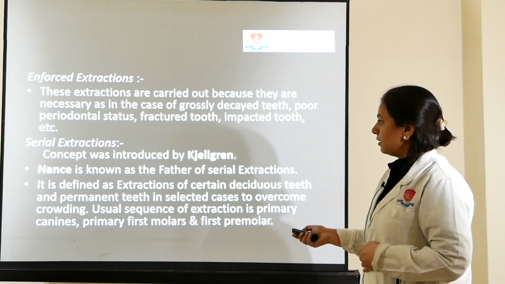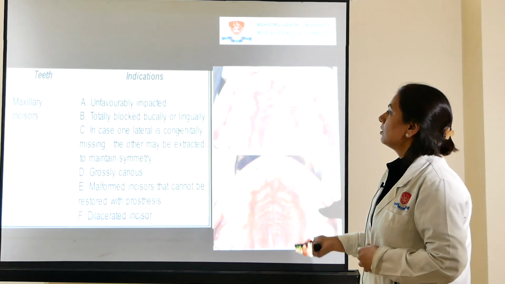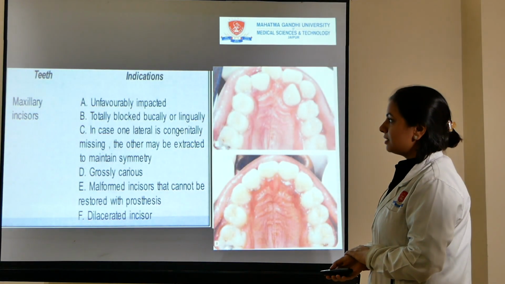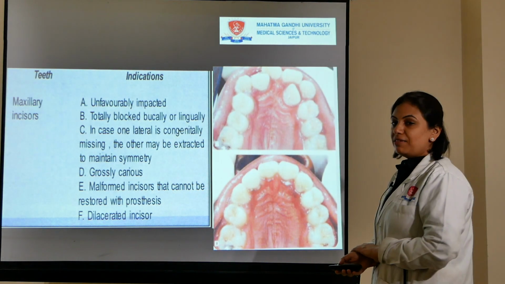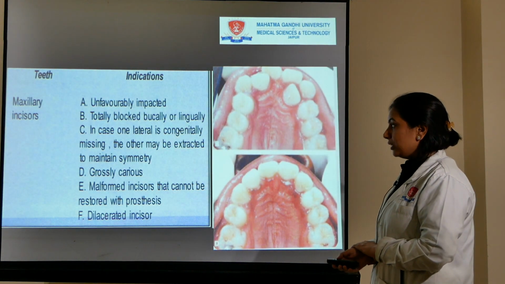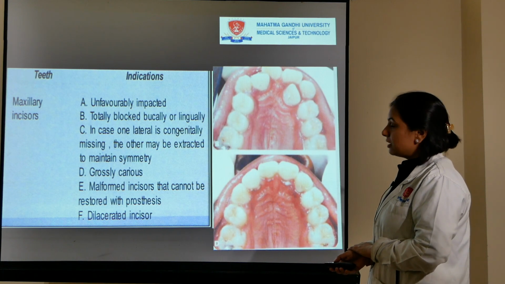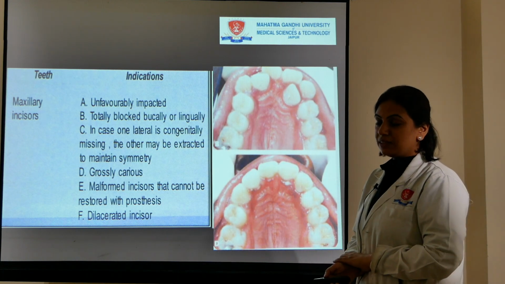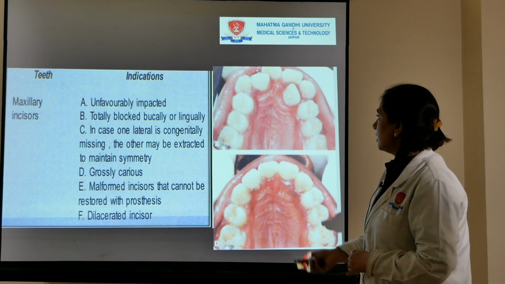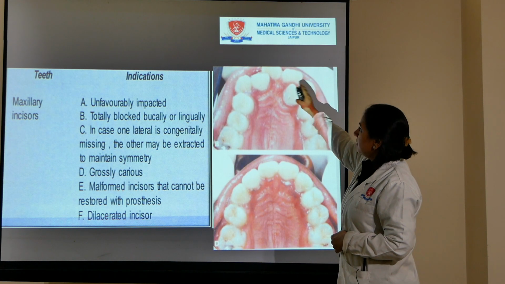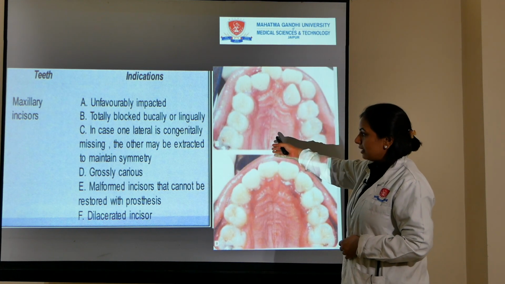Okay, so when do we extract which teeth? First is the maxillary incisors, very rarely extracted, only in certain situations, like when there is a single incisor which is severely impacted and cannot be brought into the arch, completely blocked out, and the other teeth are well aligned, so then you just remove that.